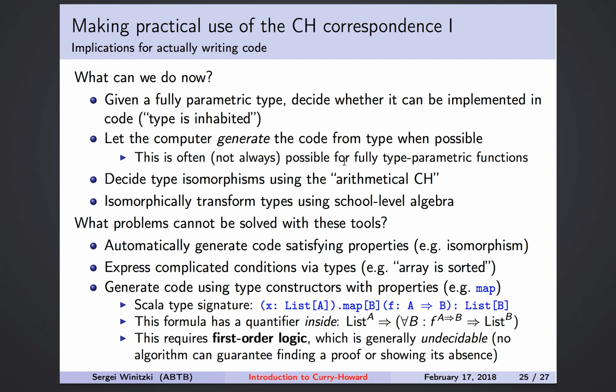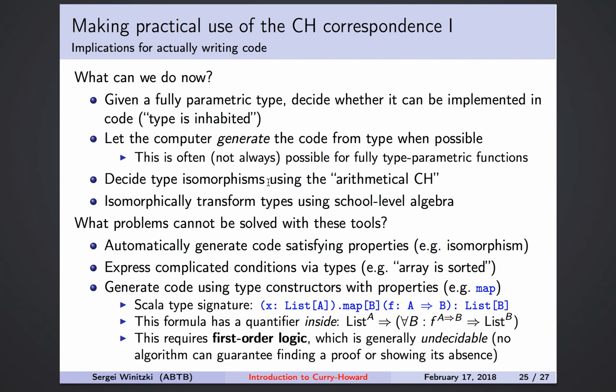Often, not always, but often, this algorithm can be used actually to generate the code you want. We can also use what I call the arithmetical Curry-Howard correspondence to reason about type isomorphisms and to transform types isomorphically, simplify type expressions, just like we simplify expressions in school-level algebra, by expanding brackets, by permuting the order of terms like a plus b is equal to b plus a, or associativity, a times b all times c can be expanded, and so on.